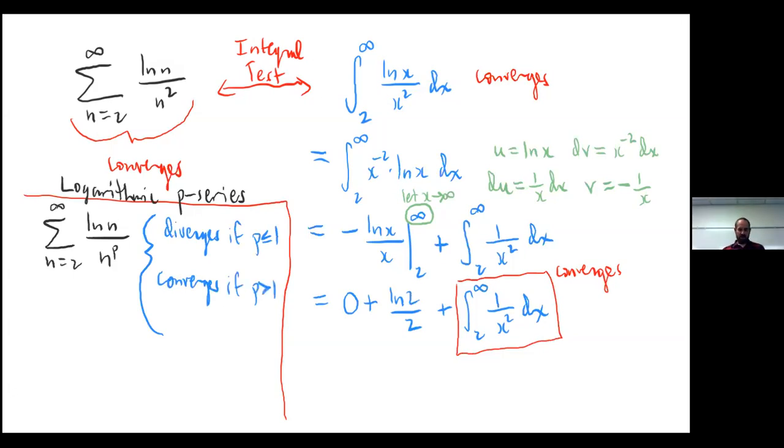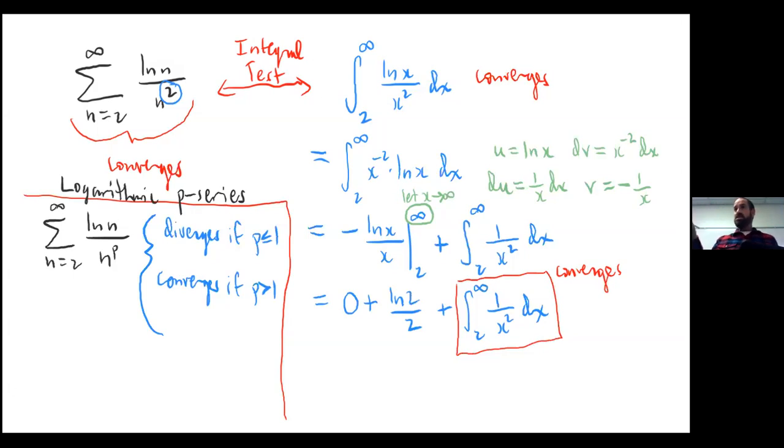We just realized that in this case, p was 2. In the last example, p was 1, and we got divergence. It turns out that we could use similar reasoning to show that these logarithmic p-series have the exact same behavior as the p-series situation. You just basically replace the 1 with logarithm of n, and the behavior is exactly the same. So that's something that you can just use at will.